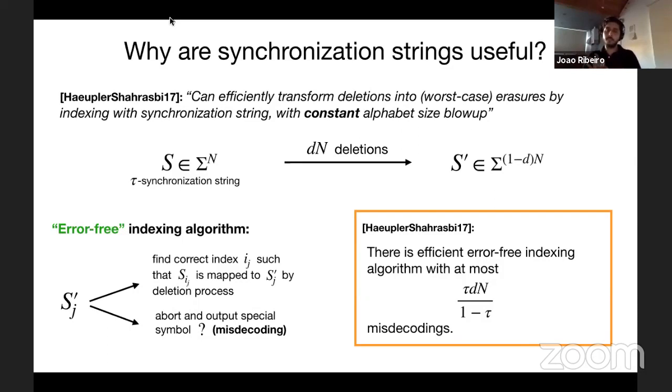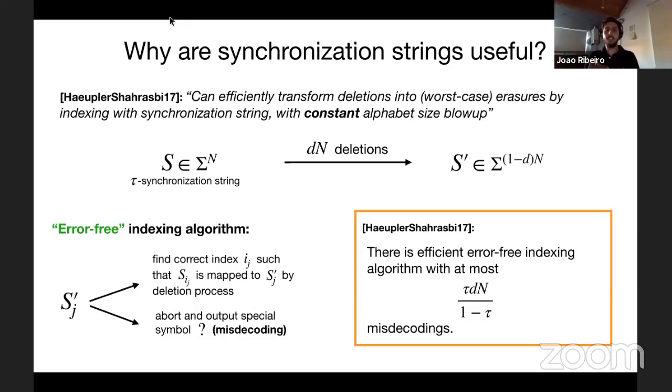Why would it work? It works because when you get the output of the deletion channel on this blown up alphabet, you can run this indexing algorithm to recover most of the indices. Some of them you won't be able to recover.